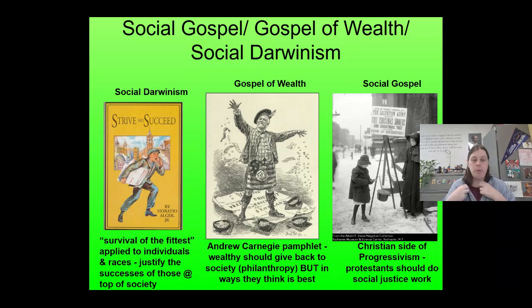So social Darwinism will remain a very popular worldview all the way from this time period to and through the Great Depression, where we see it expressed by Herbert Hoover and his whole rugged individualism, bootstraps type thing.